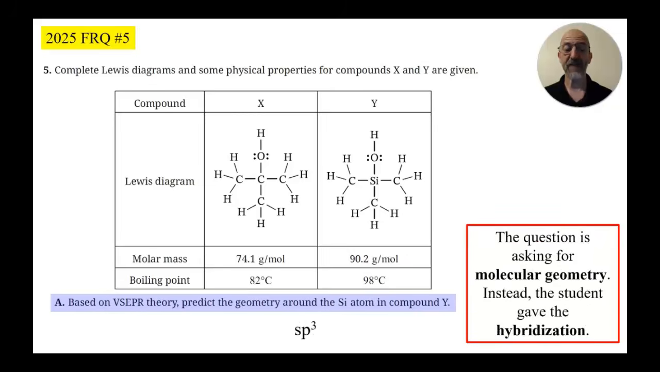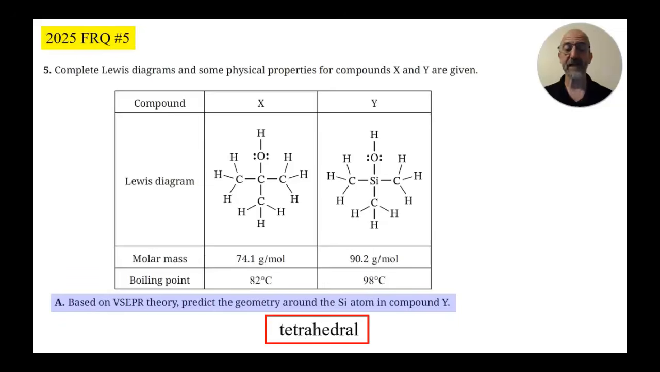Students sometimes give the hybridization instead of giving the molecular geometry. So what we're looking for is not 109.5 or sp3, we're looking for tetrahedral in this particular case. So there's the silicon with 4 single bonds, and they wanted the geometry. Again, just pay attention to the details.